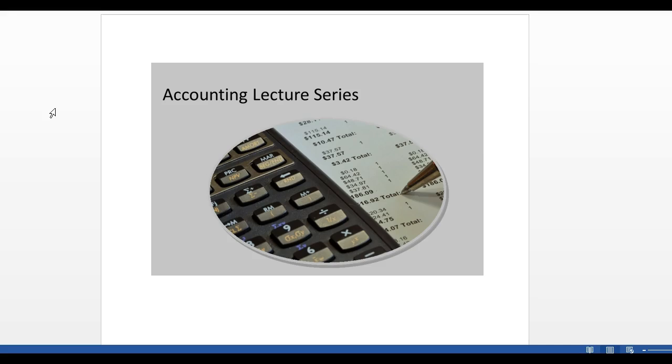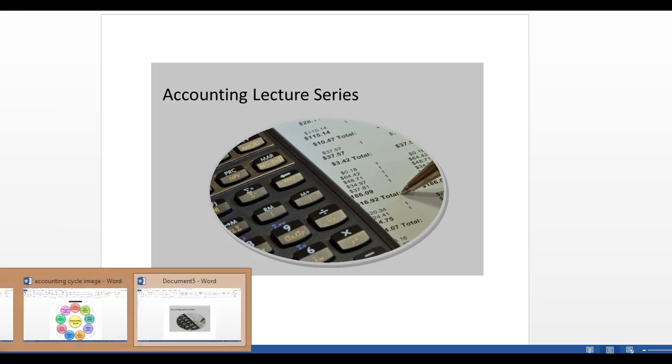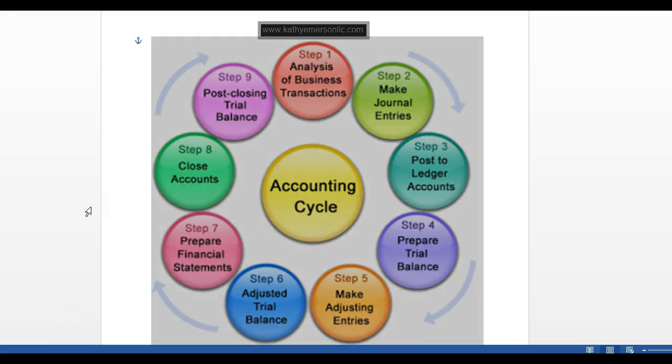Today the topic that we're going to talk about is how to post transactions from the journal to the general ledger. Remember, journals are where we record financial transactions in chronological date order. So what we're doing is we're working on the accounting cycle. We've been analyzing transactions since about the first day of class. We've been working on making journal entries, and now we have to post to ledger accounts.